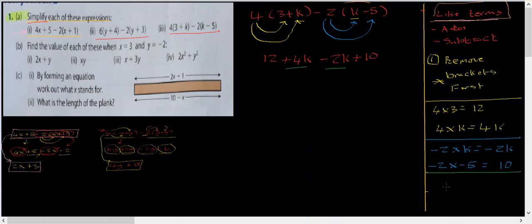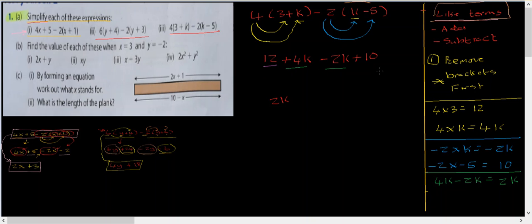So if we have 4k minus 2k, that's going to be equal to, if we have 4k's and then we take away 2k's, we're going to have 2k's remaining. So again, we can just bring that down. These two will just simplify to 2k.